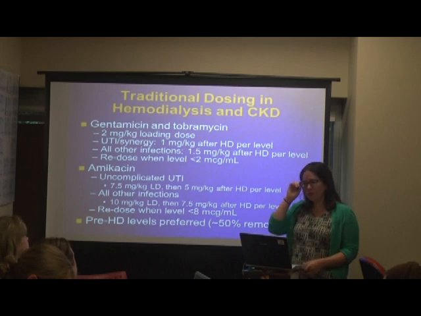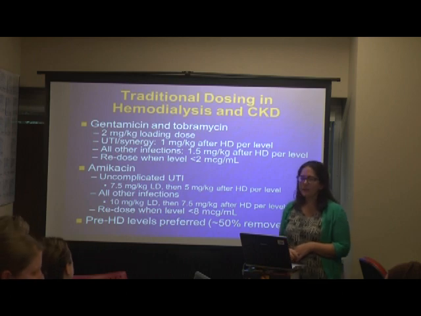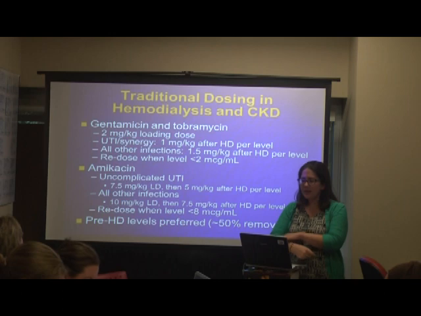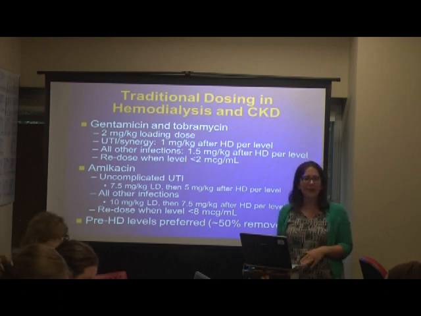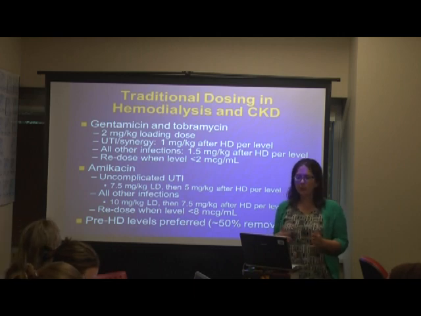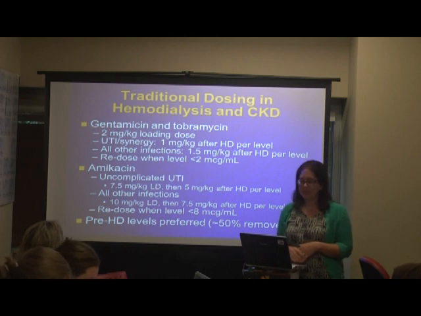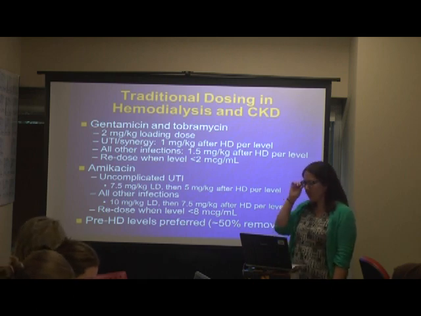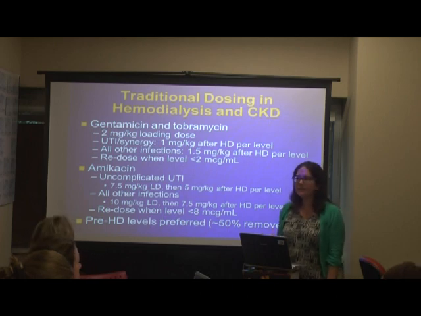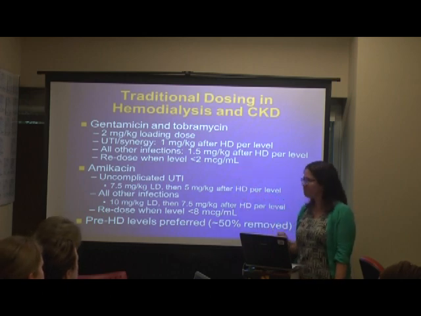So let's also touch on hemodialysis and chronic kidney disease for aminoglycosides. In these patients, it's recommended to do a 2 milligram per kilogram loading dose. And then the subsequent doses are dependent on the kind of infection. So for UTI or synergy dosing, it's going to be 1 mg per kg after hemodialysis, so looking at patient's level. And then for other infections, 1.5 mg per kg after dialysis. And we have about 50% removed of aminoglycosides with dialysis. So in those cases, we're looking for that level to be less than 2 instead of less than 1.